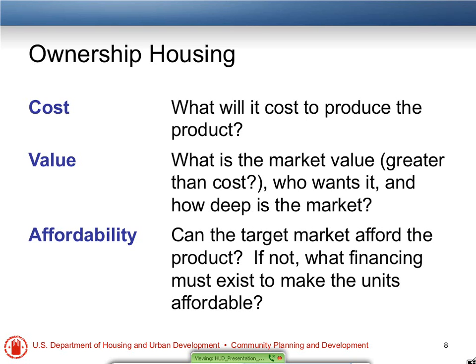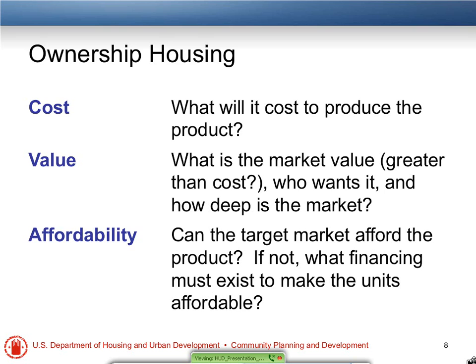The cost, we're really looking at what it costs to produce the product, to build the units, whether those are single-family units, condominium units, or some other type of housing unit. What is it going to cost to produce the product? The cost includes the construction and soft cost, our development cost, our profit as well.